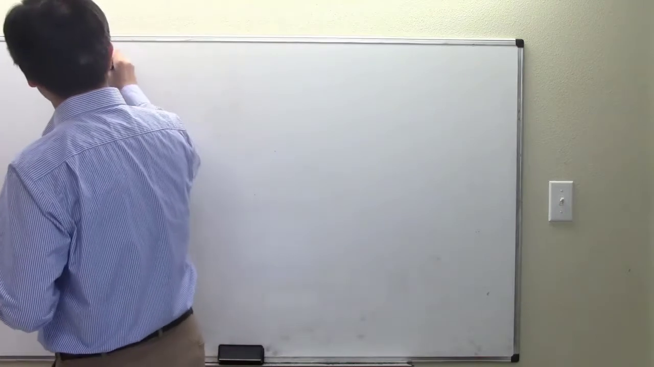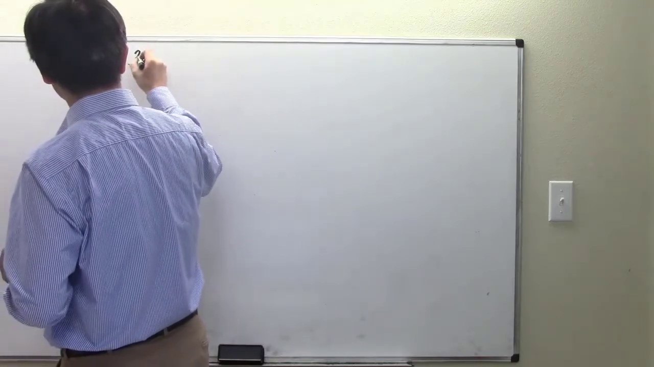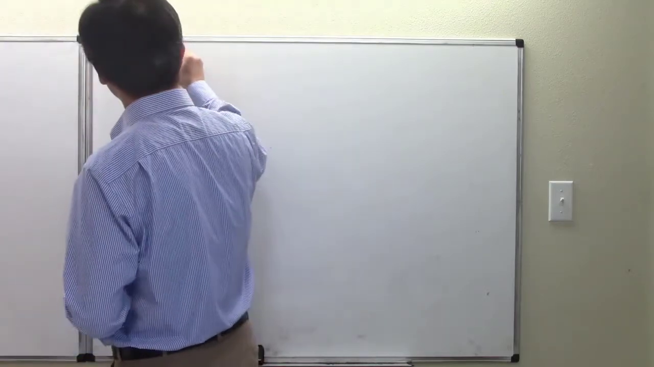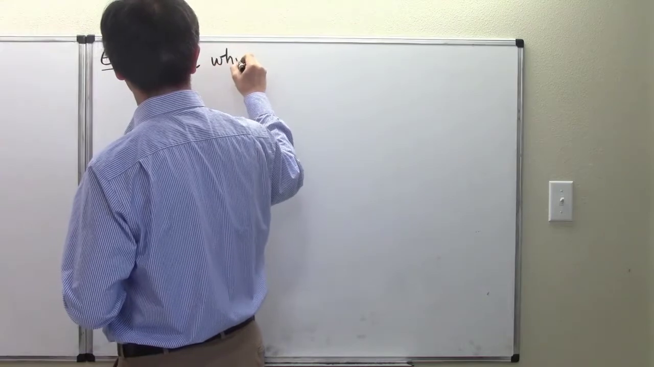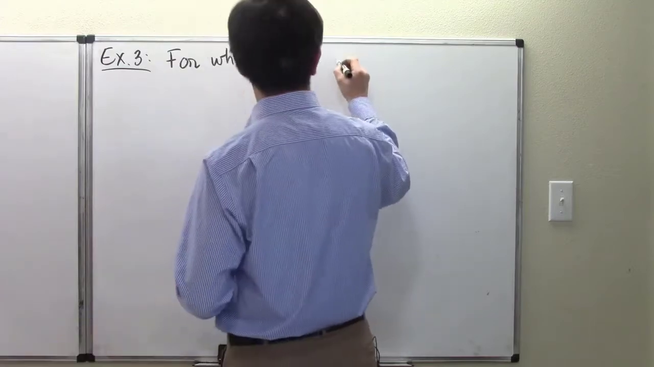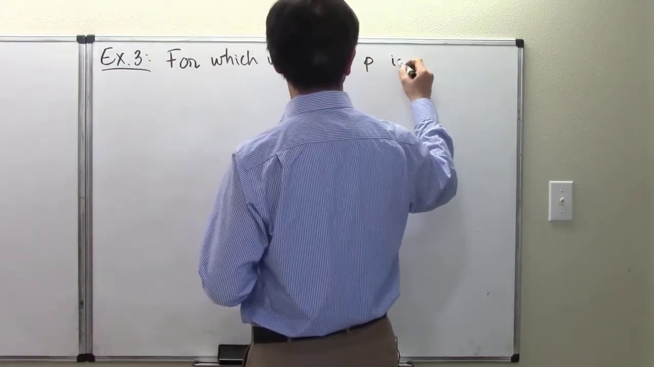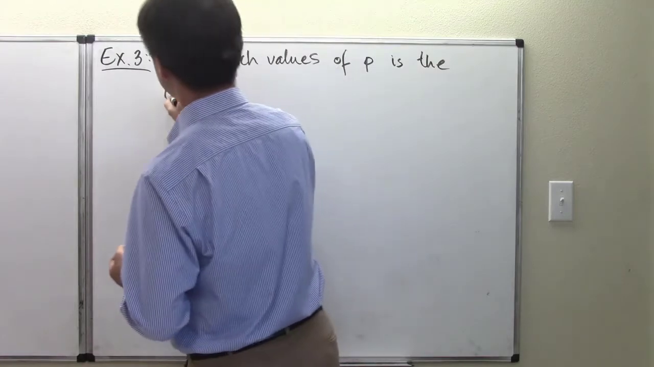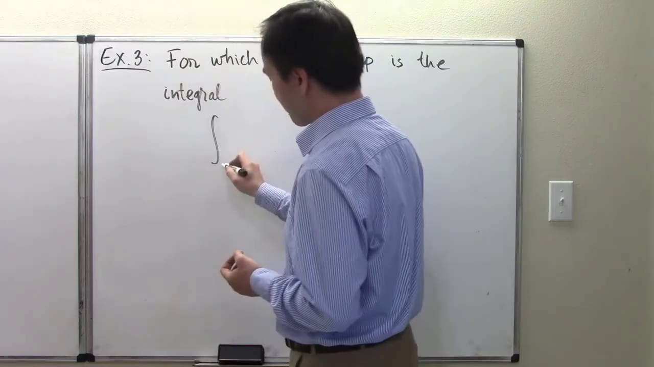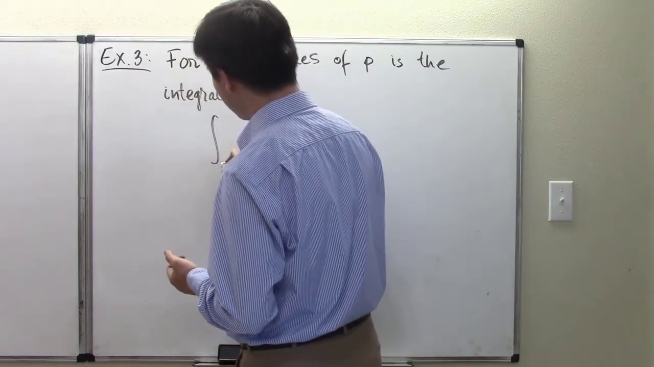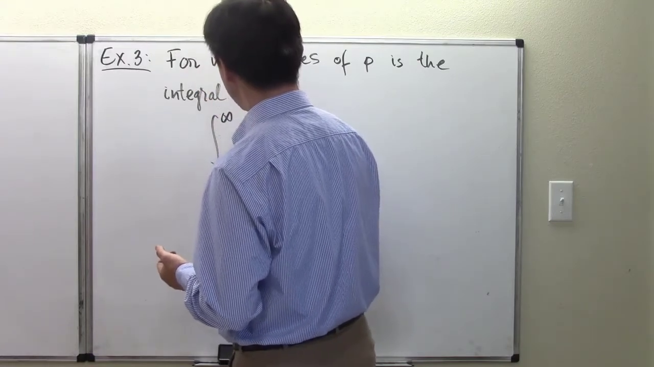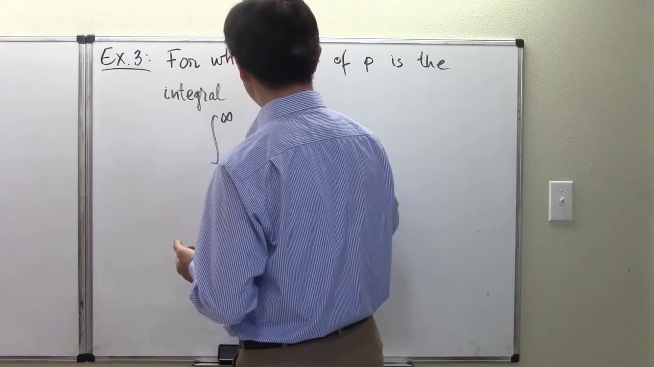So for example 3 right here, let me write it down. The wording of example 3 is asking the following. Let's say for which values of p is the integral, so now here's my integral, an integral from 1 to infinity on the function 1 over x to the p.